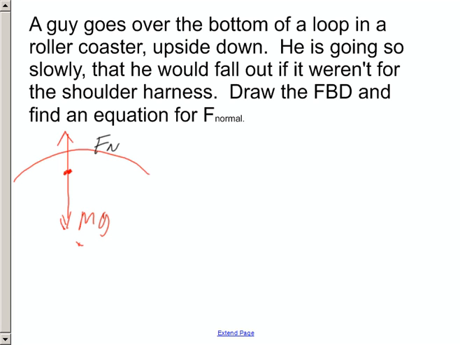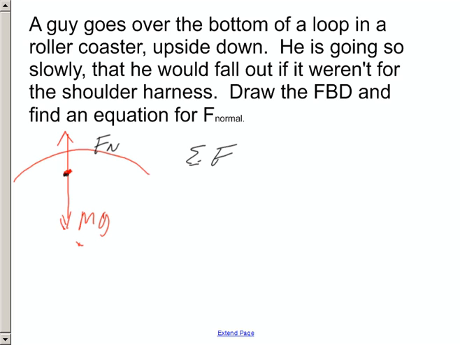And that might not sound like it makes sense to you, but if you think about it, it's a surface, the shoulder harness, pushing upward on the guy's shoulders, instead of when you sit in a chair, it pushes upward on your butt. In this case, it's pushing up on his shoulder. So it's kind of like standing on your head in this situation. Okay, so let's write our equation.